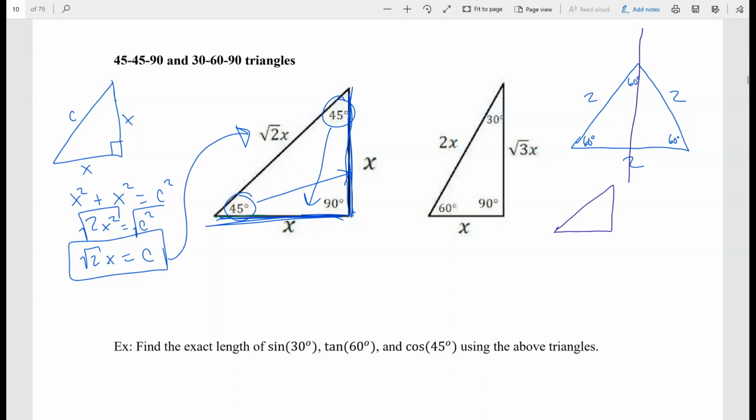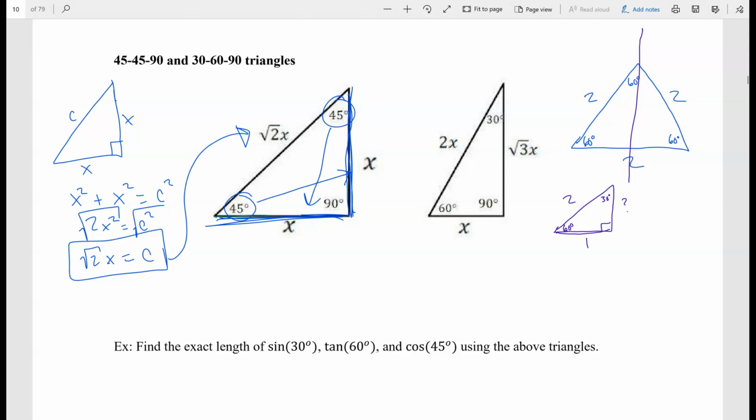When I divide it in half, this becomes a 90-degree angle. This stays 60 degrees. This is now 30 degrees because I broke it in half. Okay, now this 2, the thing on the bottom, the length is now half of it, which is now 1. This side still stays the same. Well, what is this side now? It's not going to be 2. Okay, what exactly would it be?